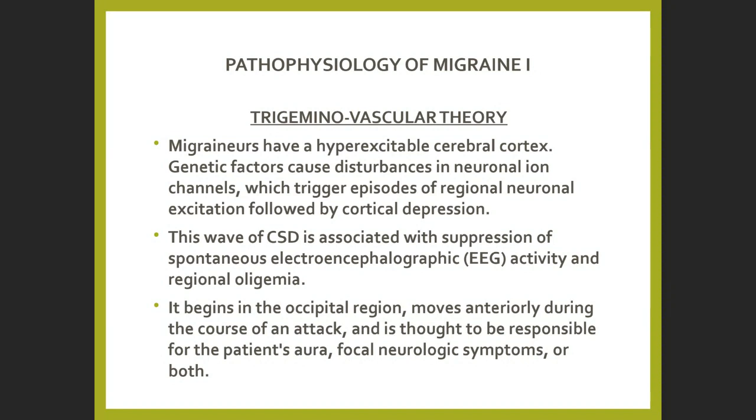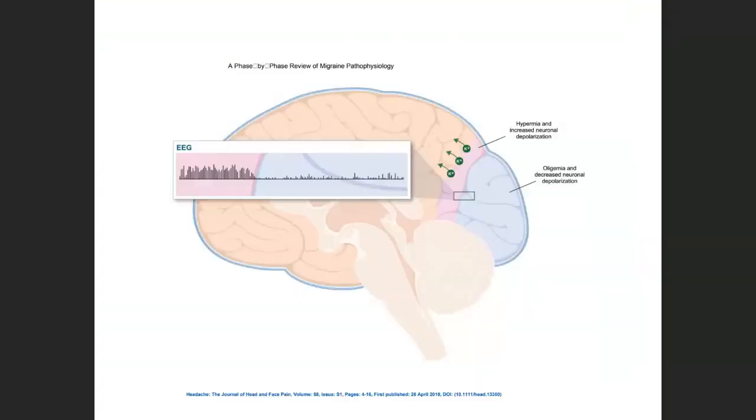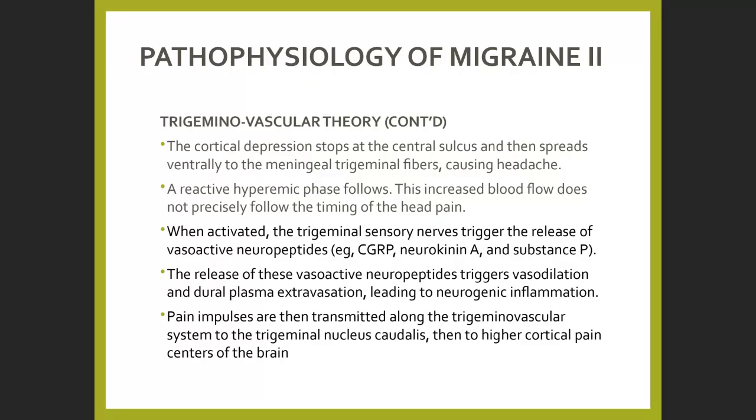This cortical depression starts occipitally and moves anteriorly and is associated with suppression of EEG activity and regional oligemia. The fact that it begins in the occipital region and moves anteriorly is thought to be responsible for the patient's aura, which is most often visual, or the patient's focal neurologic symptoms, or both. So what would happen is that you have regional excitation, which is here, and it moves anteriorly, it's followed by neuronal depression. And so we can see on the EEG that there is excitation followed by depression. And this cortical spreading depression moves anteriorly until it gets to the central sulcus.